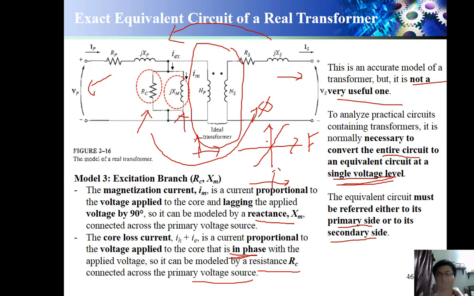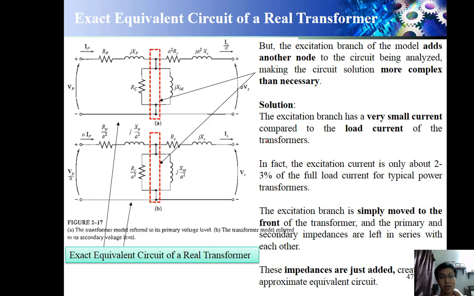So before we move this one, for sure we need to come out with the equivalent circuit, and this one is the exact equivalent circuit. And the exact equivalent circuit, actually we cannot analyze so easily. So what we need to do is we try to simplify it. So let's have a look at these two figures. The top one is where we refer the secondary side to the primary side. This one we refer the primary side to the secondary side.